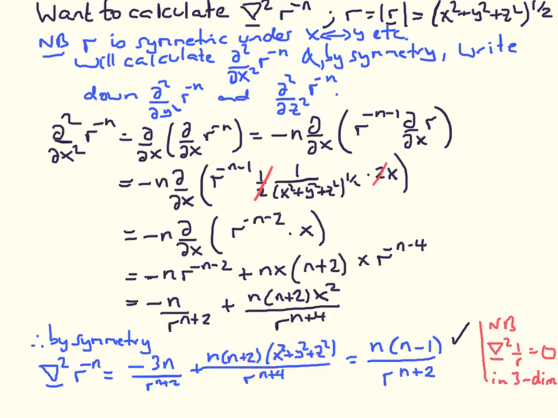we simplify that. Putting these together gives us a common factor of n that we can take outside, and then we have plus 2 minus 3, and this gives us an n minus 1 factor. So we have n times n minus 1 when we simplify that all over r to the n plus 2, and that is our result. It's worth noticing that if n is 1, so we are applying the Laplacian to 1 over r, we would expect to get 0 because this would vanish in 3 dimensions.